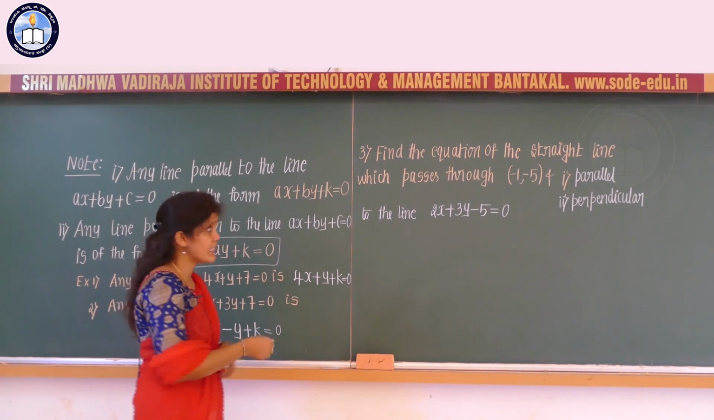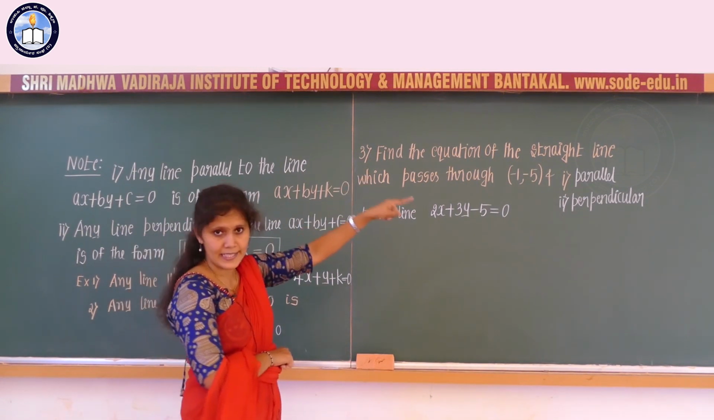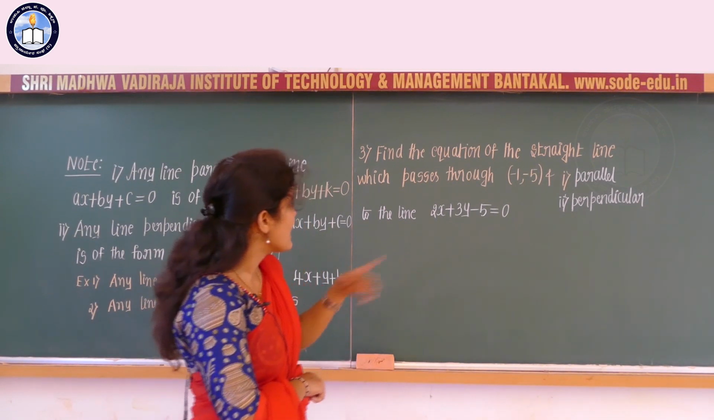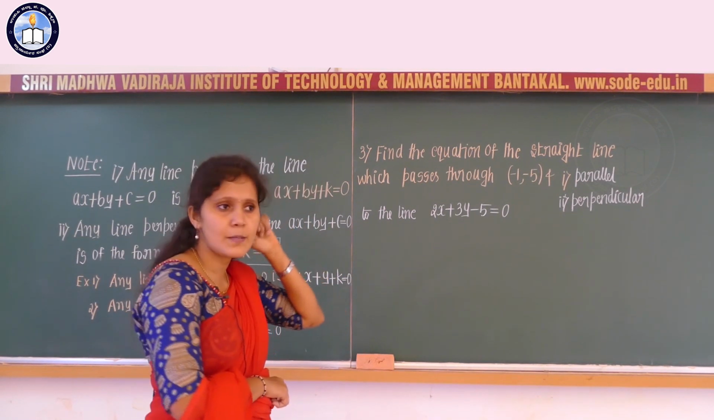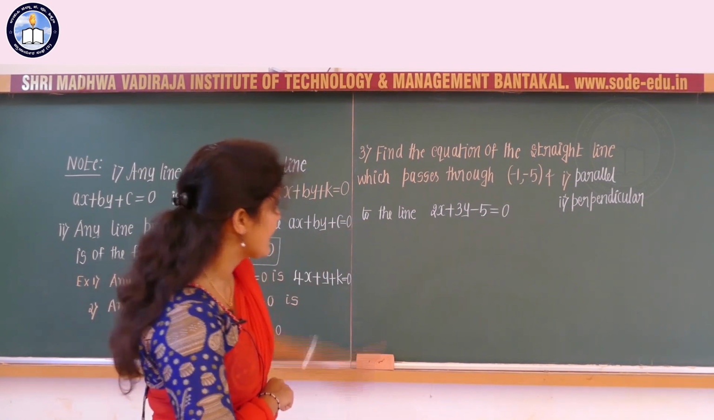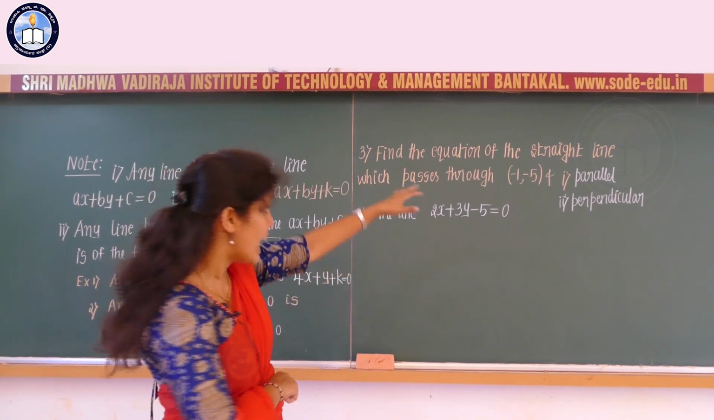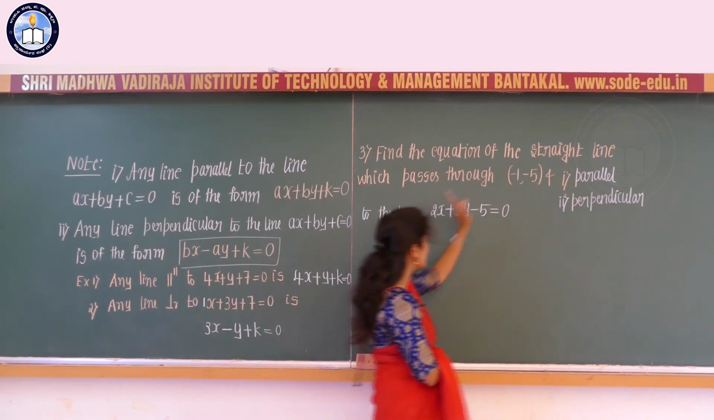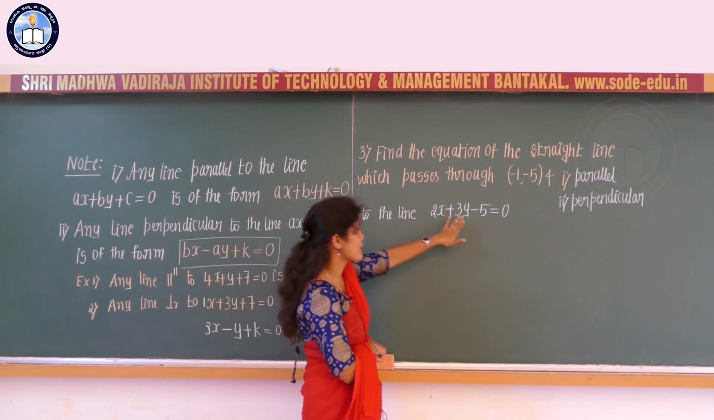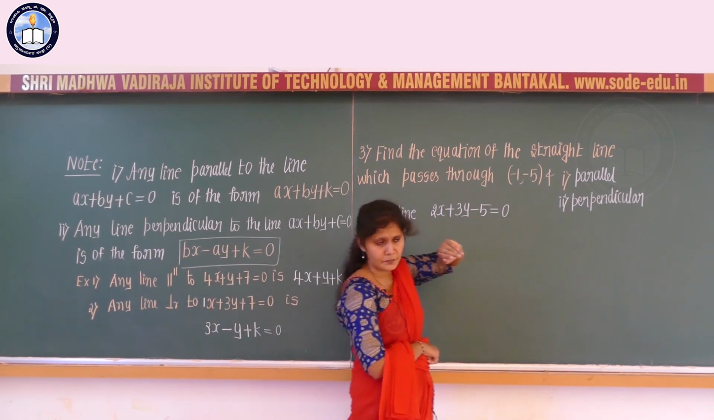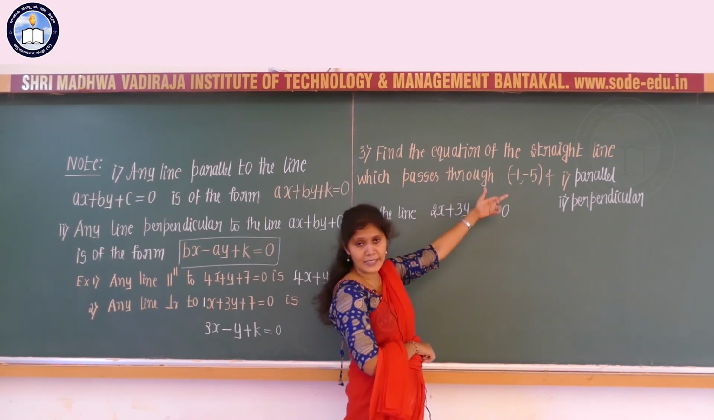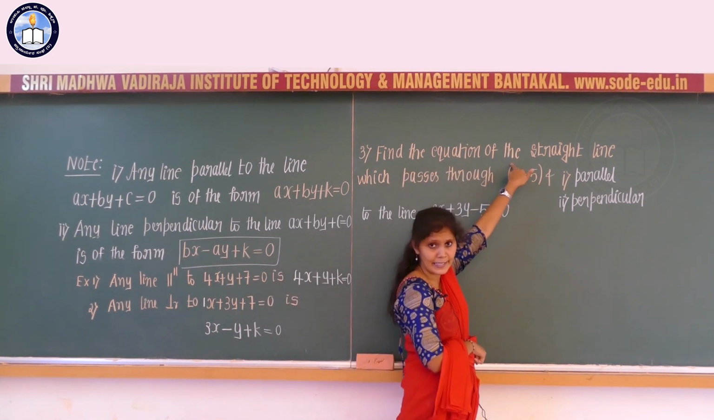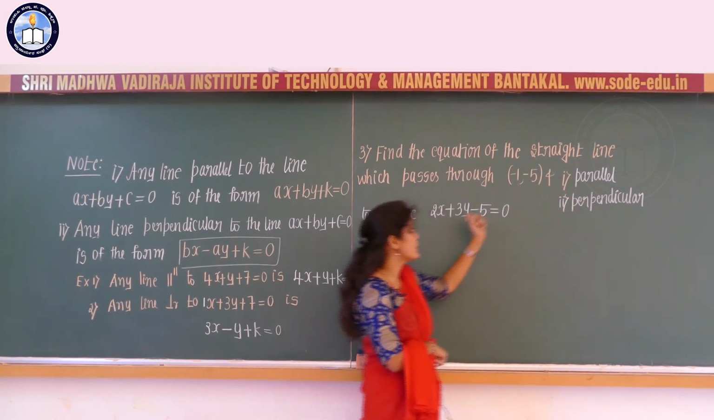The given question is to find the equation of the straight line which passes through one point. The given point is the ordered pair (-1, -5), and the line is parallel to the given line 2x plus 3y minus 5 equal to 0. Second question, find the equation of the straight line which is perpendicular to the given line.